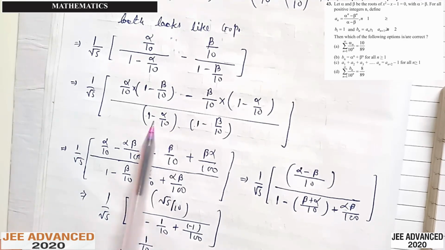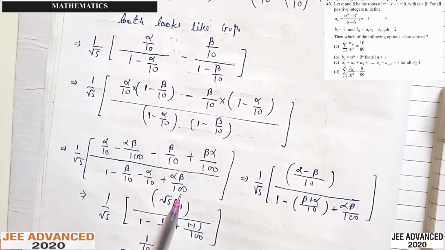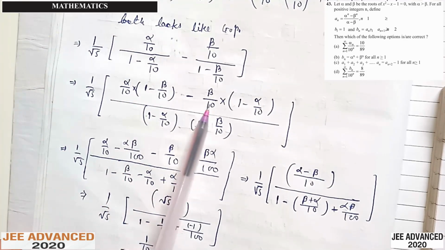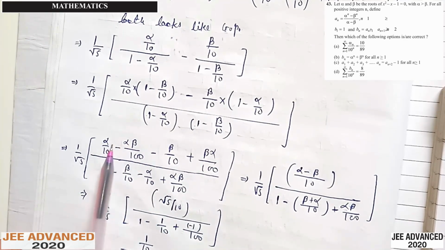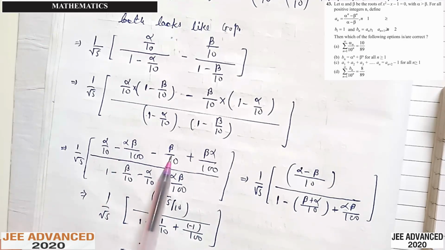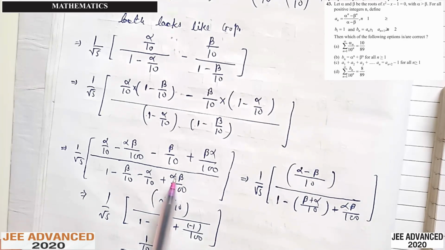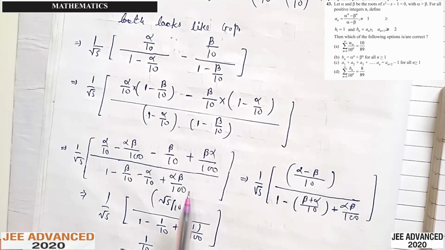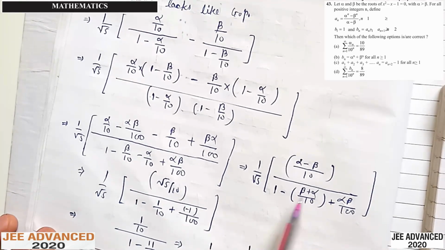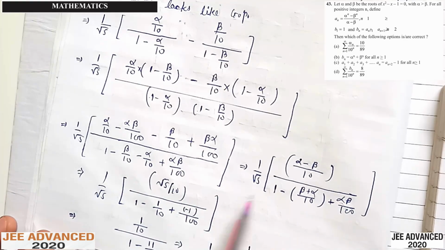Multiplying these two brackets in the denominator, we get 1 minus beta by 10 minus alpha by 10 plus alpha beta by 100. Again multiply the numerator, separate all the terms, and you can cancel some terms. You will be left with alpha minus beta by 10, 1 by root 5 as it is, over 1 minus, taking the negative sign common, beta plus alpha by 10 plus alpha beta by 10. Now we have to substitute the values of alpha plus beta and alpha into beta, as we found earlier. After substituting, we get alpha multiplied by beta is negative 1, and beta plus alpha is 1.